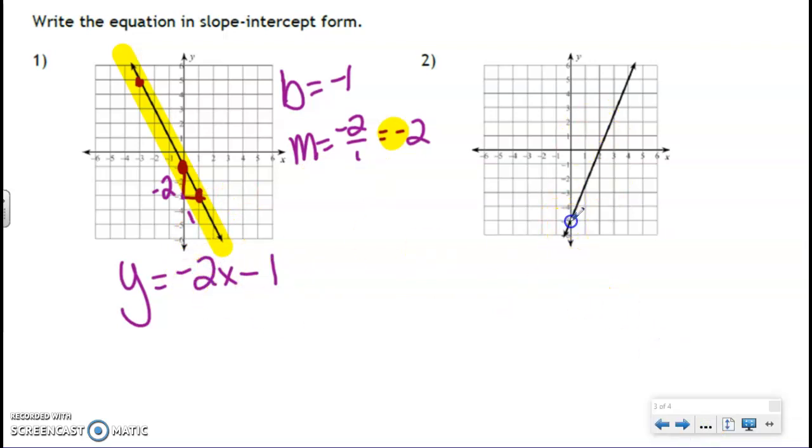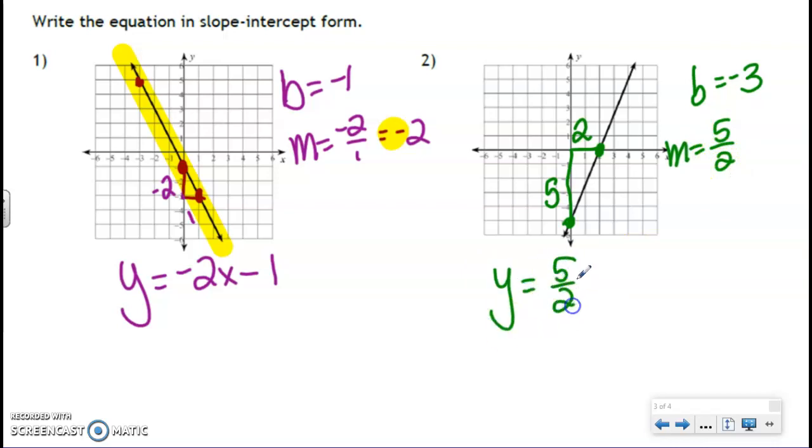Okay, next one, intercept is -5. And if I find another point where it crosses on the corner, I'm looking up here at 2. So I'm going to go ahead and draw this in. I go up 5, right 2. So my slope is 5 over 2. I cannot simplify this, so I'm going to go ahead and plug it in. So 5/2 x plus -3 or -3 either way.